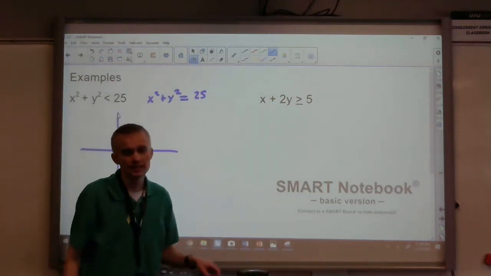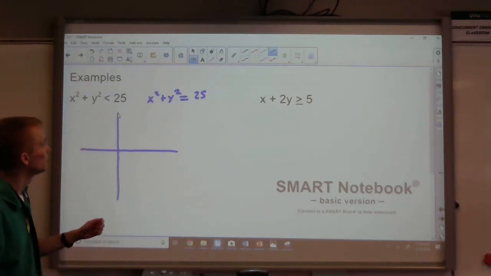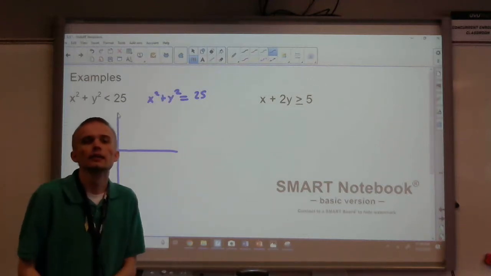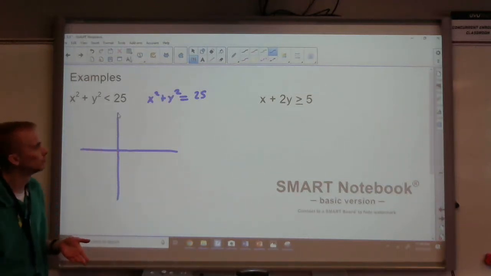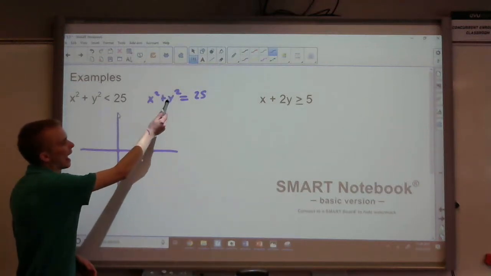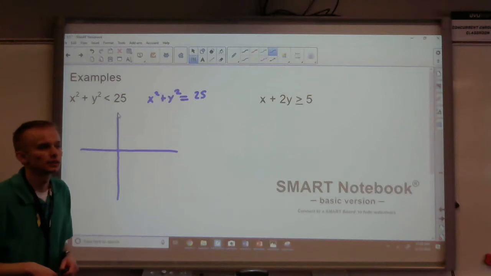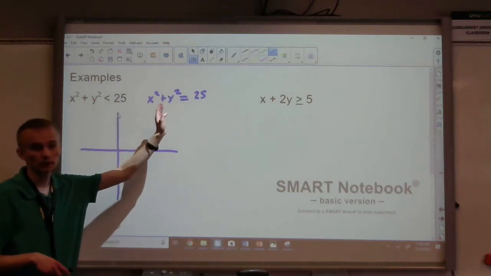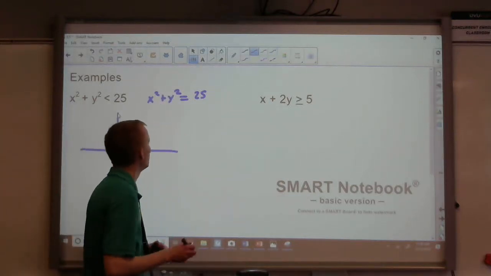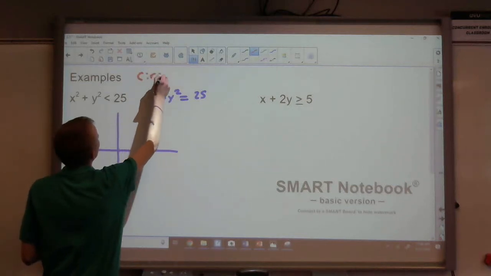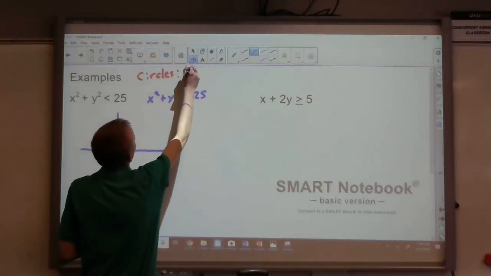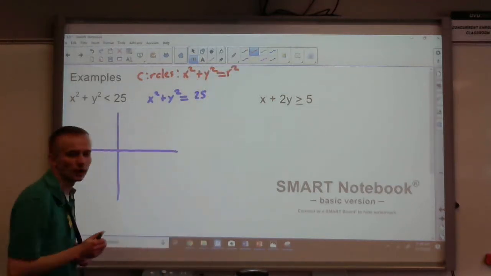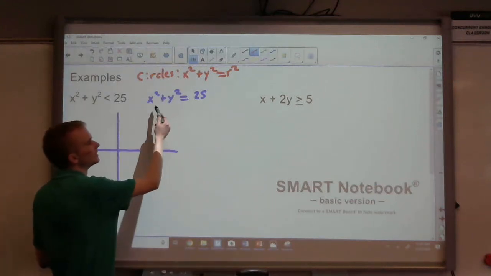Okay, so this is a good review for us. Do we remember what x squared plus y squared equals 25 looks like? You may not remember, but when you have an x squared and a y squared in the equation, this is actually a circle. This is centered at 0, 0. And if you remember, circles centered at 0, 0 have the equation x squared plus y squared is r squared, okay? So this is a circle.